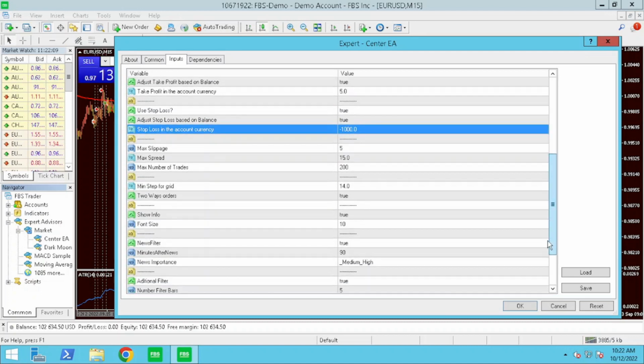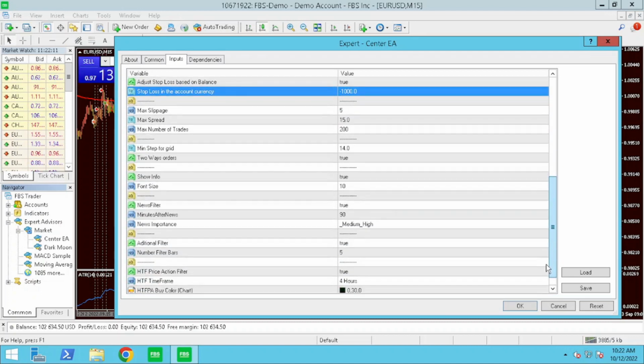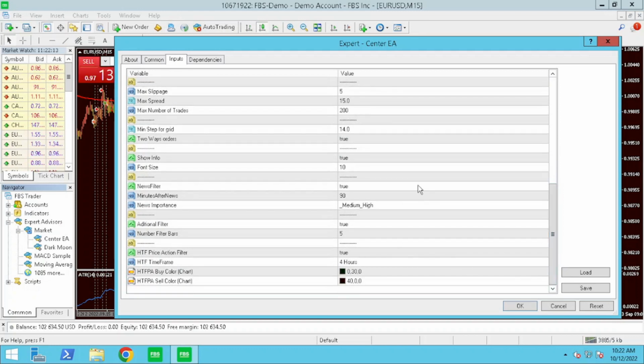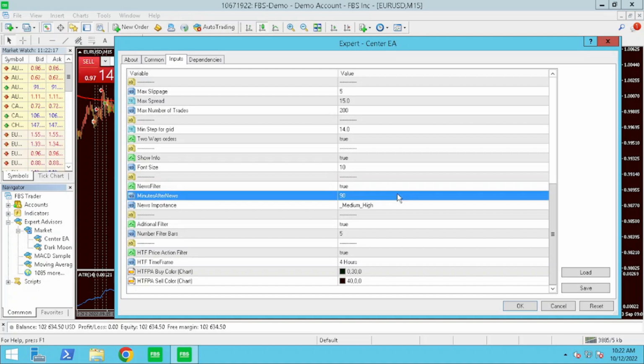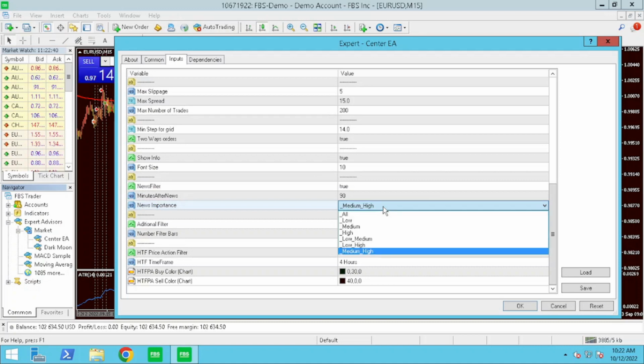Firstly, minutes after news, I've increased from 60 minutes to 90 minutes. I have also changed the types of news affecting the filter from all news to only medium and high impact news. The reason for doing this is bigger news events usually have a longer time filtering through the market, so I wanted to give the EA a bit more time before placing a trade.